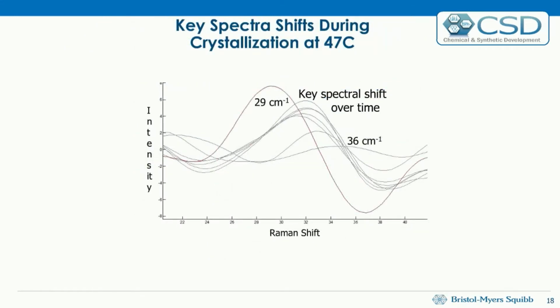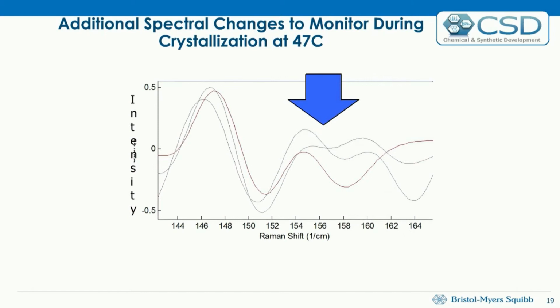Here's some of the key spectral shifts when we decrease the temperature to 47 degrees C. We dropped it by 10 degrees. We see a really nice shift here from 29 to 36 reciprocal centimeters. It gives us a handle on, well, let's monitor this and watch the change in form over time. In addition, at 47 degrees, there are other changes that we could monitor a little bit further downfield, but we have our choice of which one is going to be the best to model.